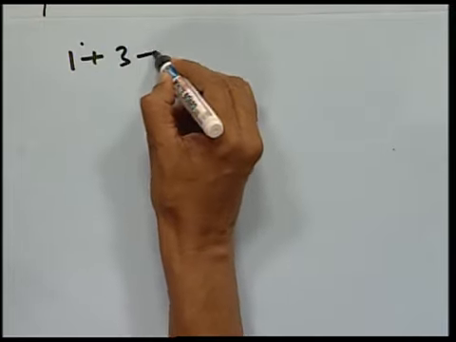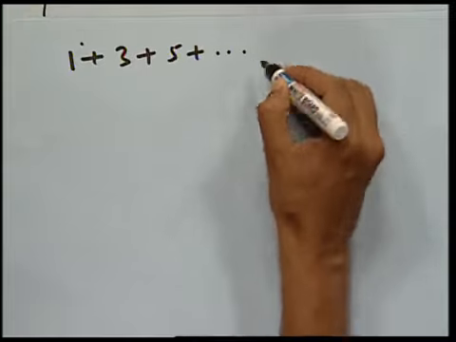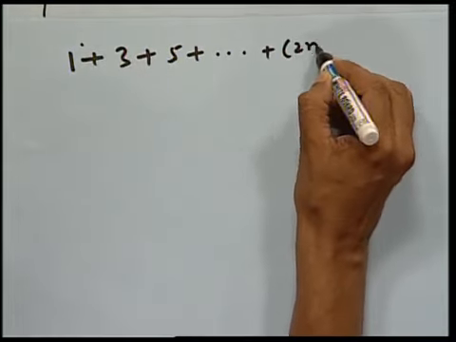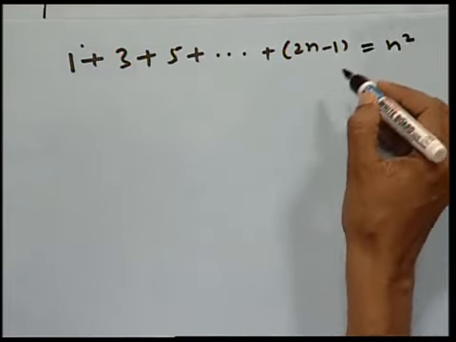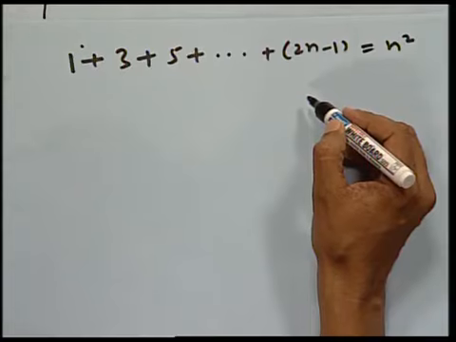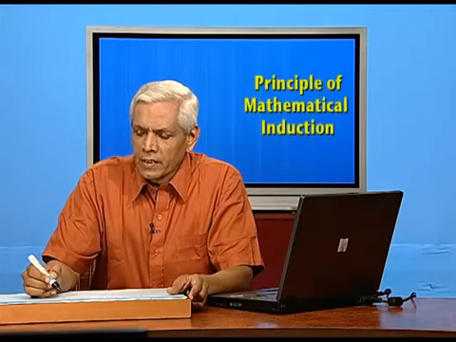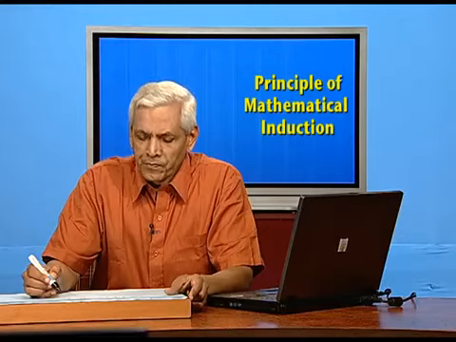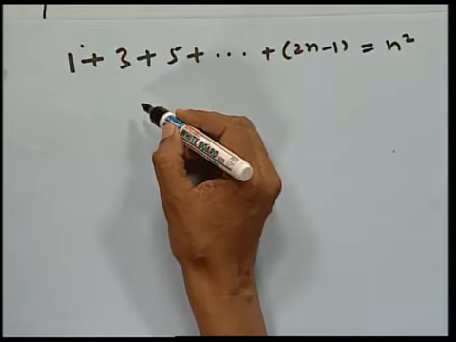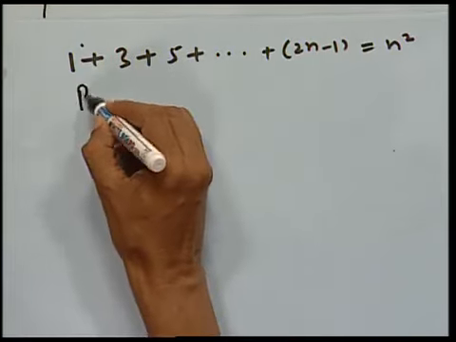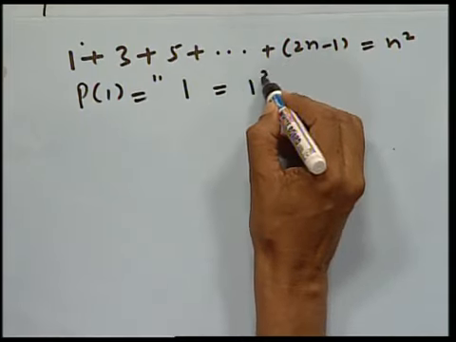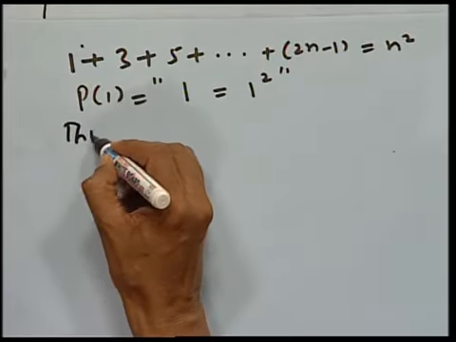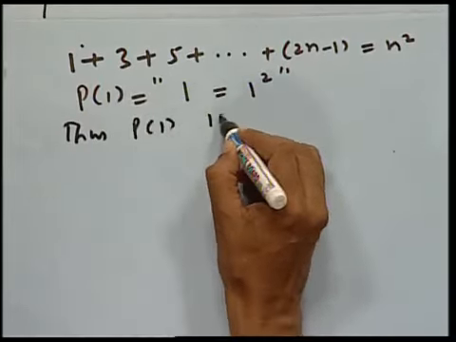1 plus 3 plus 5 and so on up to n terms equal to n square, that is, the sum of the first n odd numbers is n square. This we have to prove. Our first step is to verify the result for n equal to 1. So, we have P1 is equal to 1 equal to 1 square. It is obviously true. Thus, P1 is true.